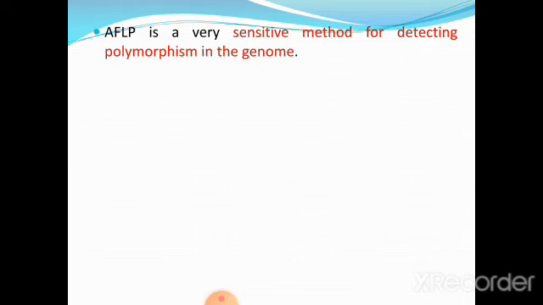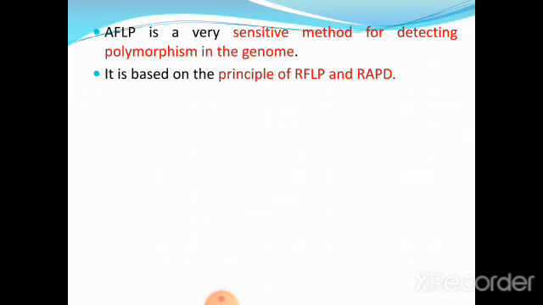AFLP is a very sensitive method for detecting polymorphism in the genome. The same job is done by RFLP, the same job is done by RAPD, but of the three, AFLP is a quite sensitive method for detecting polymorphism in the genome. It is based on the principle of RFLP and RAPD. In a way, it is a hybrid of RFLP and RAPD.